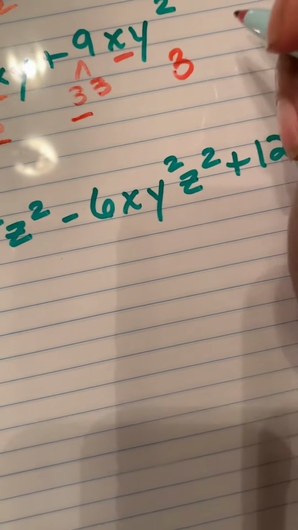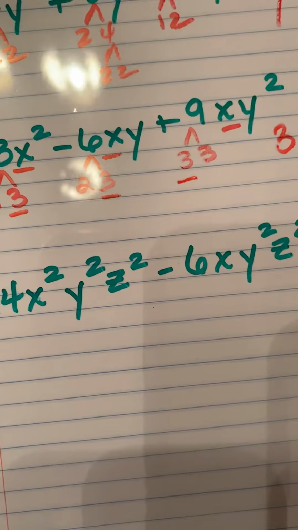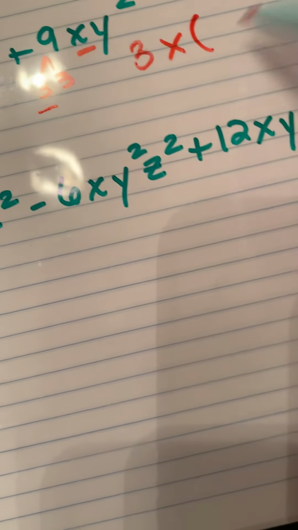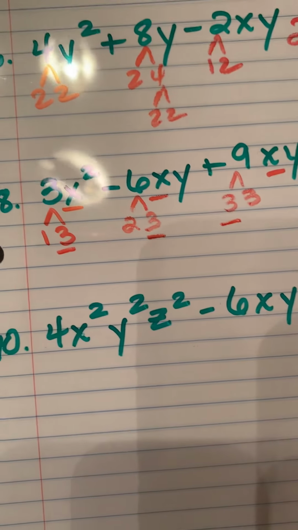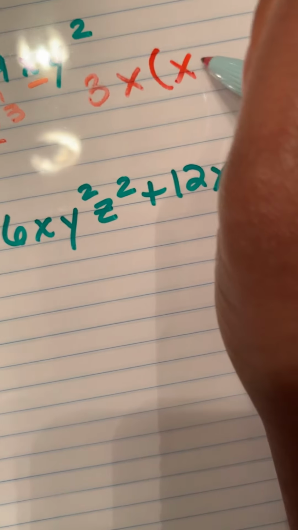So bring that out, okay? Bring that out. And we're going to bring out the x. They have an x in common, but all 3 of them don't have y, so you can't bring that out. I need 3x squared. What do you have? 3x. What are you missing? X.